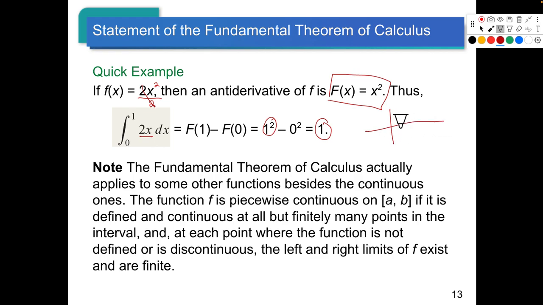And again, you could visualize it here. What does 2x look like? Well, 2x is a linear equation with a slope of 2. So when x is 1, y is 2. And so that's the function. The area under this forms a triangle, right? It's got a base of 1, a height of 2. How do we find the area of a triangle?